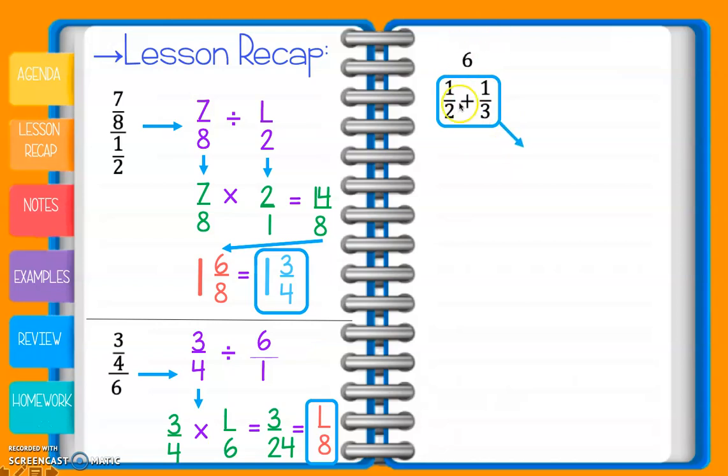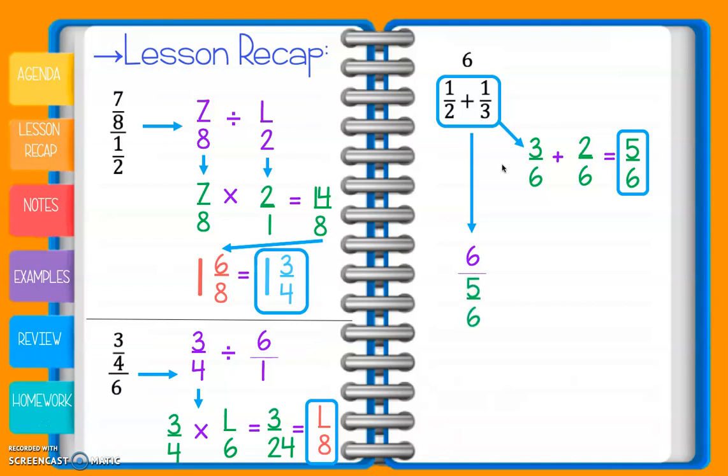So I know the least common multiple between 2 and 3 is 6. And so I'm going to create equivalent fractions that have denominators of 6. So 1/2 is going to become 3/6. And then 1/3 is going to become 2/6. And when we have common denominators, now we can just add our fractions. So we have 3 plus 2, that gives us 5/6. And so now we have a problem that is 6 divided by 5/6.